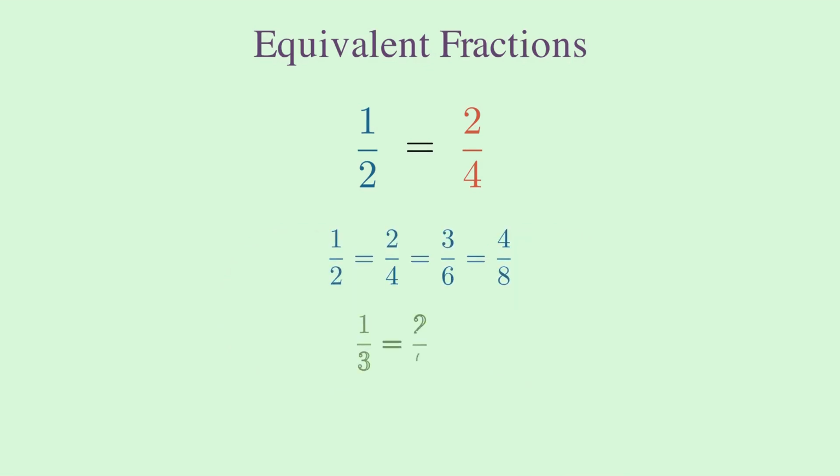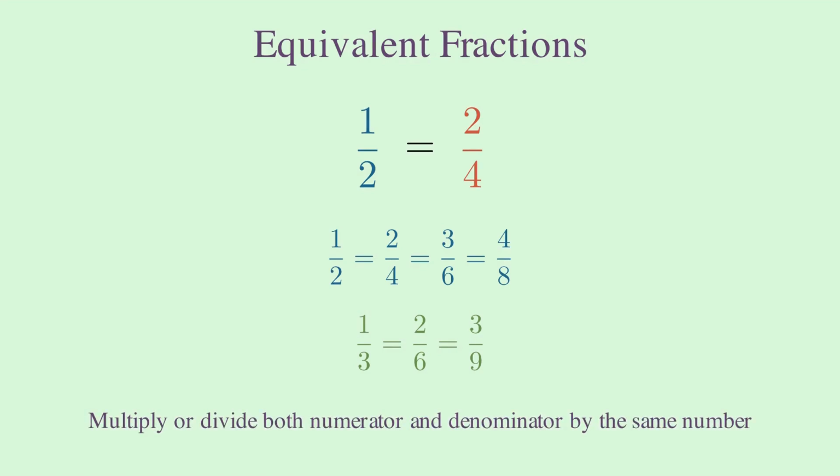Here are some more examples. 1/2 equals 2/4 equals 3/6 equals 4/8. 1/3 equals 2/6 equals 3/9. We can multiply or divide both the numerator and denominator by the same number to find equivalent fractions.